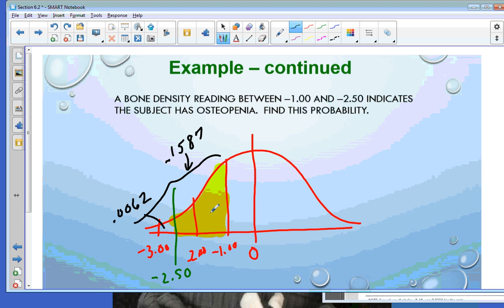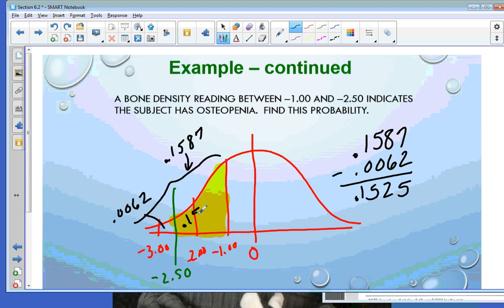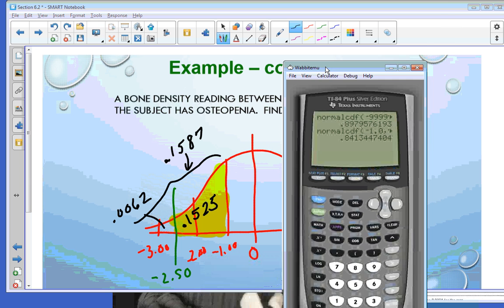So to find the area that's left over, yes, I've got to subtract 0.1587 minus 0.0062. And I get this area that's highlighted here, 0.1525. Now that's a lot of work, I get it. But again, you could do that on your calculator.